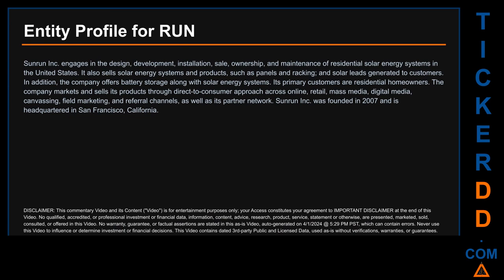Sunrun Inc. engages in the design, development, installation, sale, ownership, and maintenance of residential solar energy systems in the United States. It also sells solar energy systems and products, such as panels and racking, and solar leads generated to customers. In addition, the company offers battery storage along with solar energy systems. Its primary customers are residential homeowners. The company markets and sells its products through a direct-to-consumer approach across online, retail, mass media, digital media, canvassing, field marketing, and referral channels, as well as its partner network. Sunrun Inc. was founded in 2007 and is headquartered in San Francisco, California.